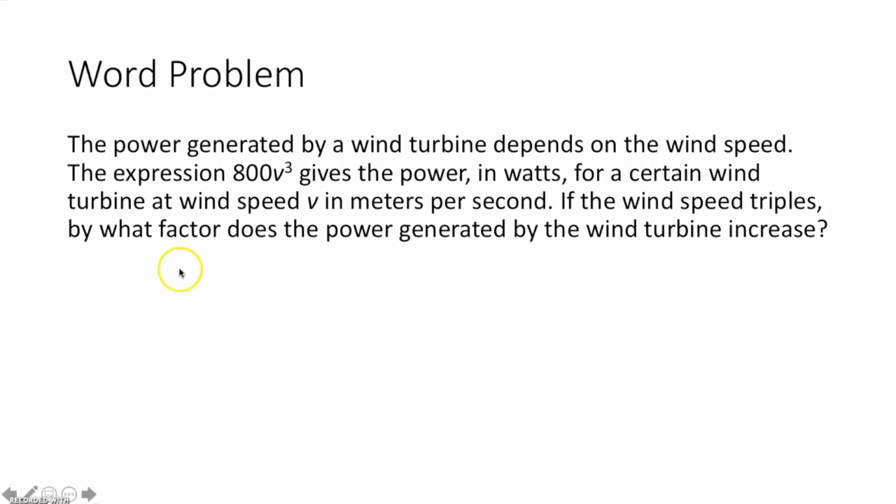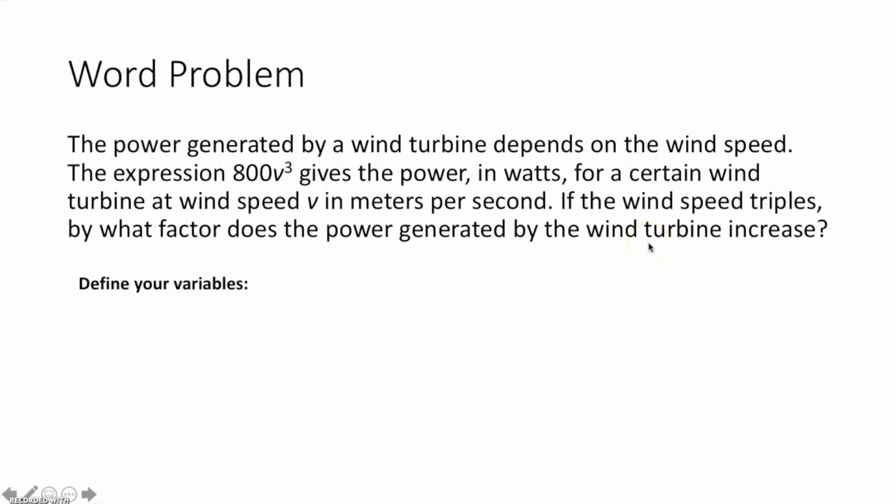Now let's do our word problem. This says the power generated by a wind turbine depends on the wind speed. The expression 800 V cubed gives the power in watts for a certain wind turbine at wind speed V in meters per second. If the wind speed triples, by what factor does the power generated by the wind turbine increase? Okay, step 1 in the word problem. We're not scared. We can do this.